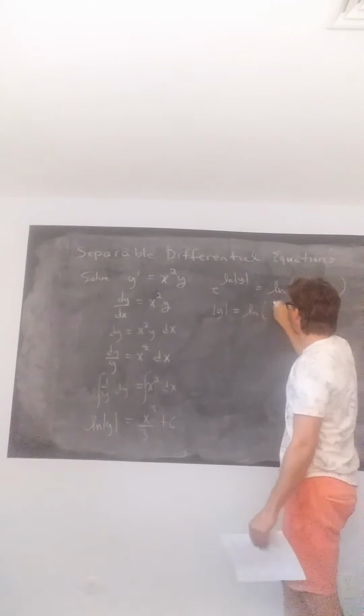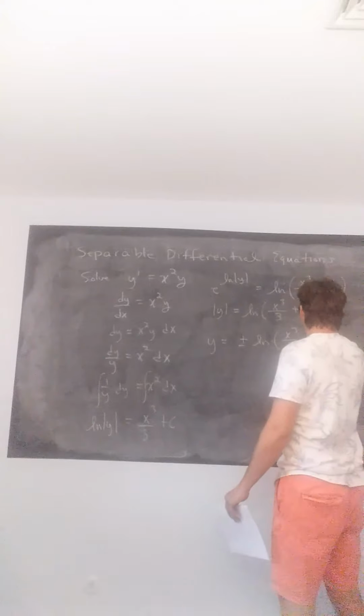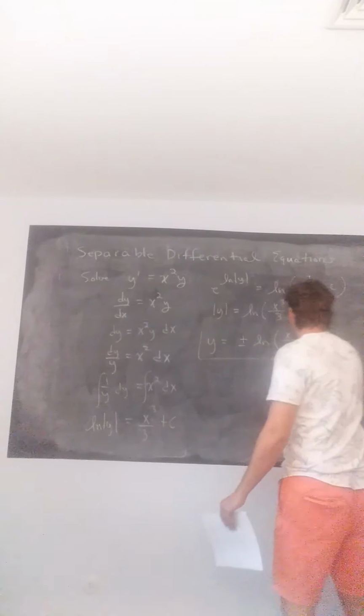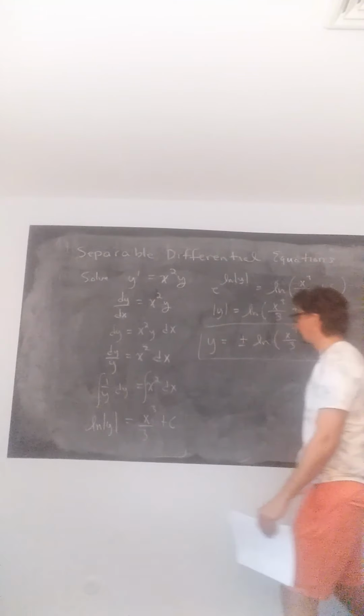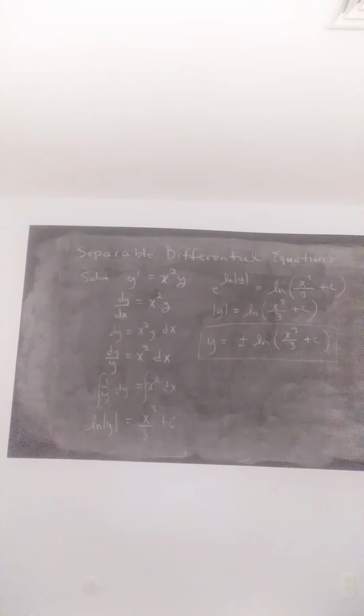And if we remove the bars, do you know what's going to happen? If you remove the bars, you have to put a plus minus over here, because now you're setting this up to say, well, now we can allow a positive or negative value. So there would be your particular solution that you're in search of. y equals plus or minus e to the x cubed over 3 plus the constant c.